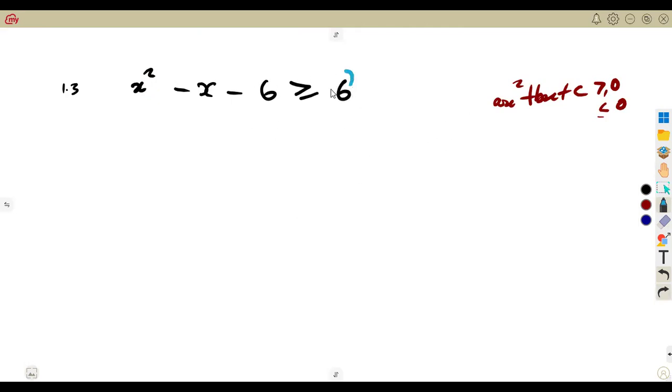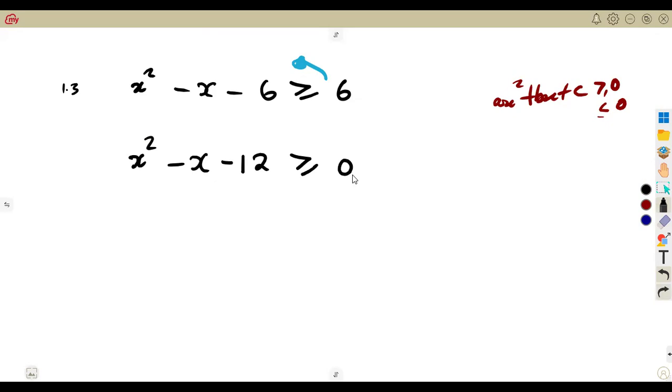So what are we going to do? We can see that one of these sides is not compared to 0. So you must take the 6 to the other side so that we remain with a 0 there. So that's x squared minus x minus 6 minus 6. It was a positive, so it'll be a negative there. So minus 6 minus 6, that's a minus 12, which is greater than or equal to 0. It is now compared to 0.